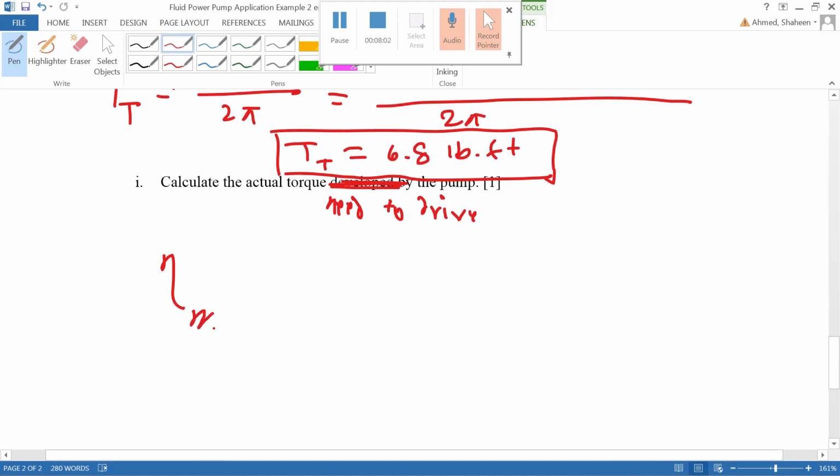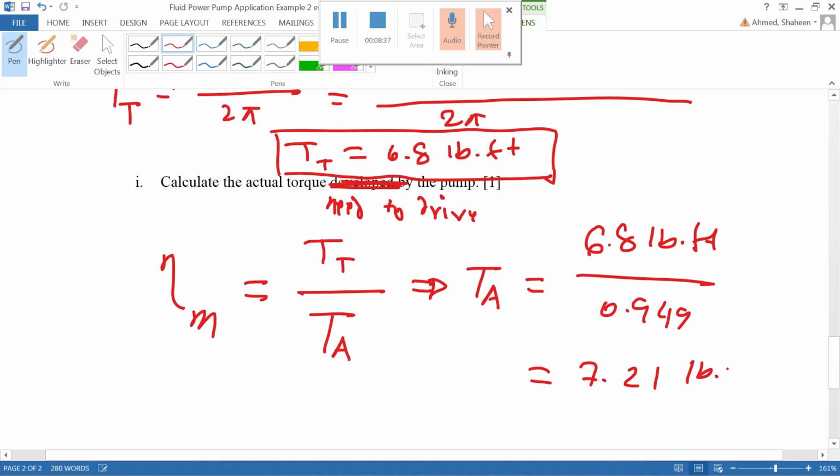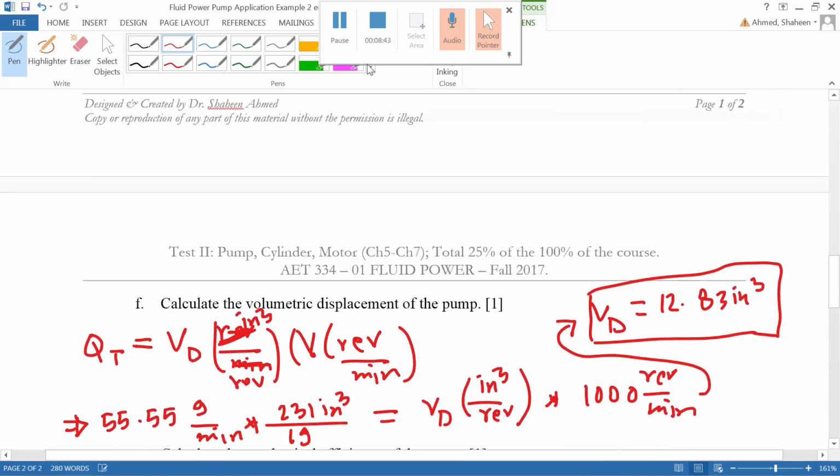So mechanical efficiency is equal to the theoretical torque that you have calculated to drive the pump. However, actually it will take more. So smaller divided by more, that's the efficiency. So basically I have calculated the theoretical torque 6.8 pound-feet, and then divided by 0.944, which is equal to 7.21 pound-feet. I think that's all the questions developed for this problem.